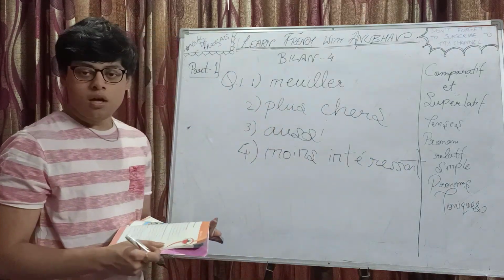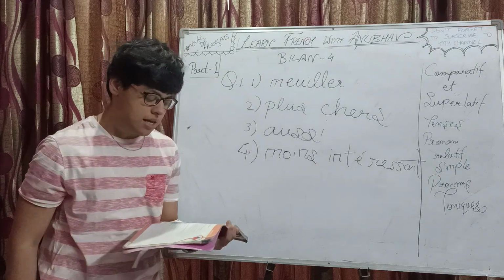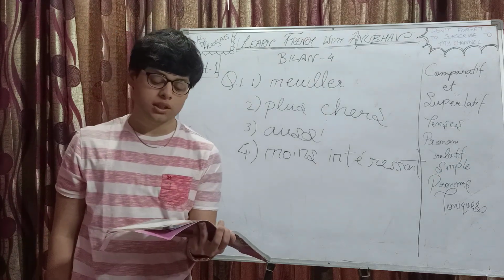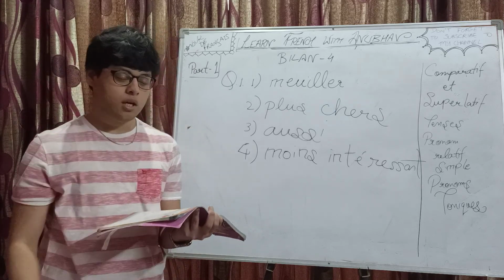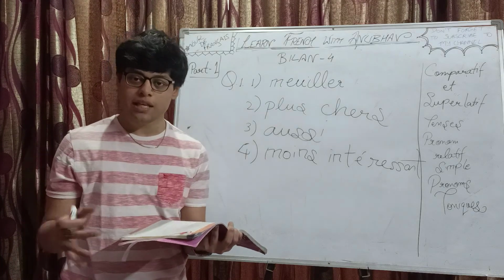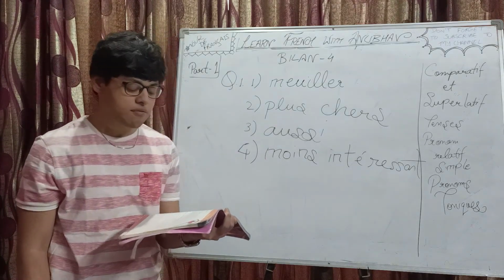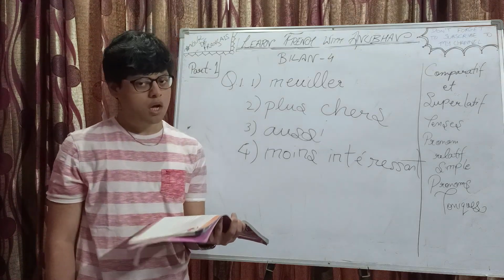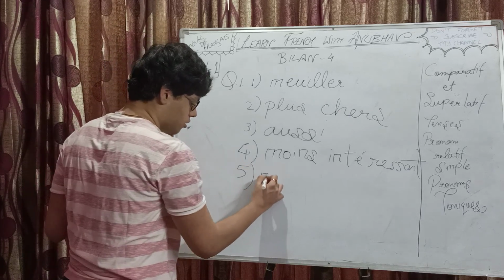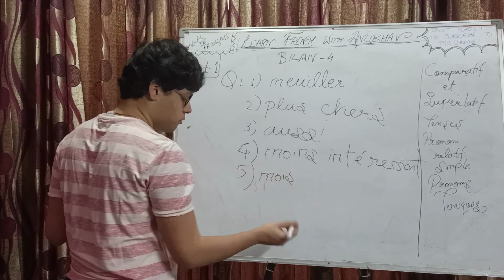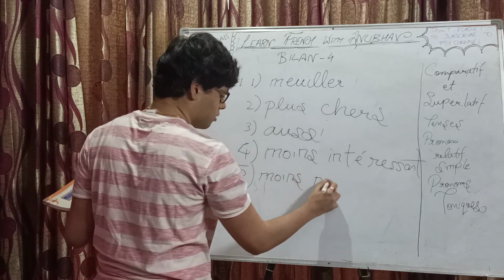Fine. Number 5, son magasin est dash que celui que nous avons visité hier. So the word given here is mauvais. Mauvais means bad, and we are given minus for the comparative, which means we have to say less bad. So this shop is less bad than the one which we visited yesterday. Okay. So for that you have to write moins, moins mauvais.